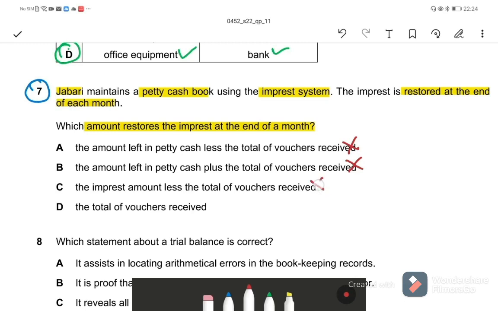No. So the correct answer, the total vouchers received. How much vouchers received, that money is deducted from the imprest amount. So at the end of the year, that amount will be restored.